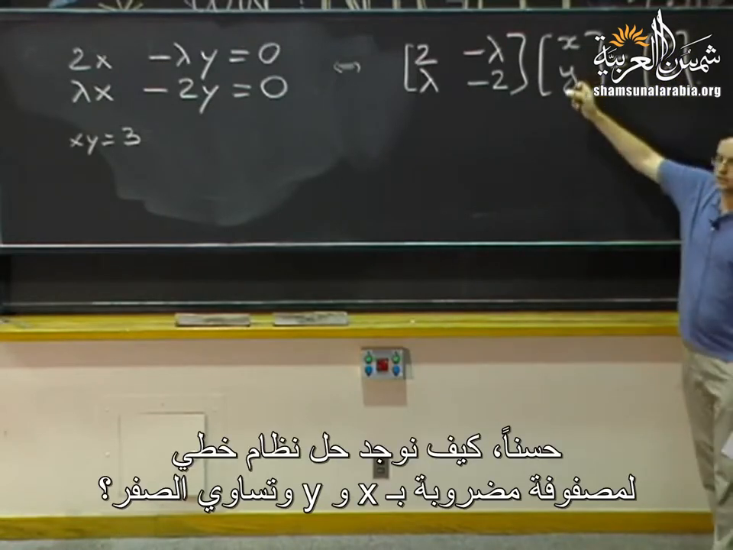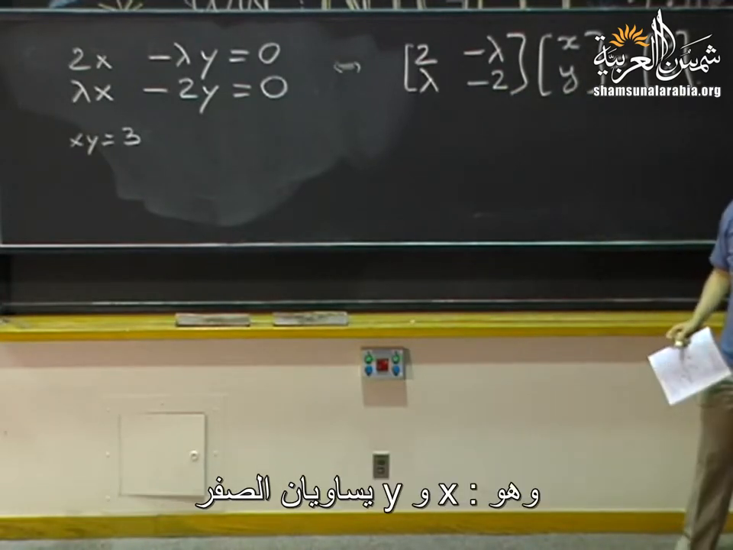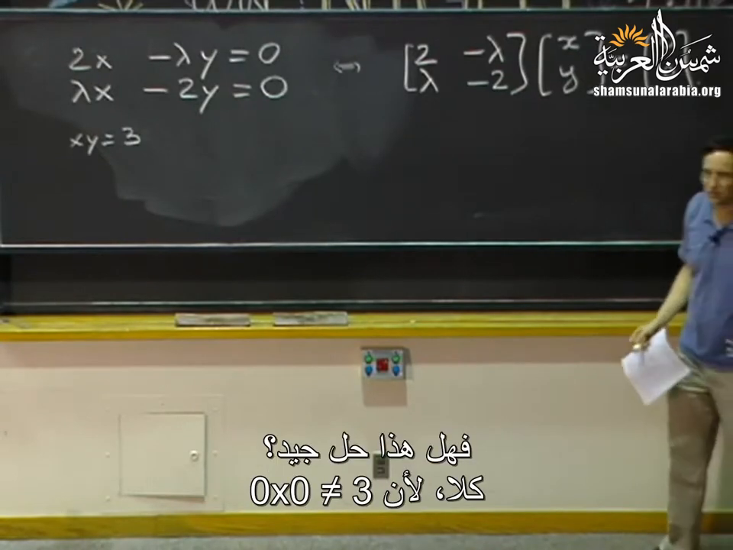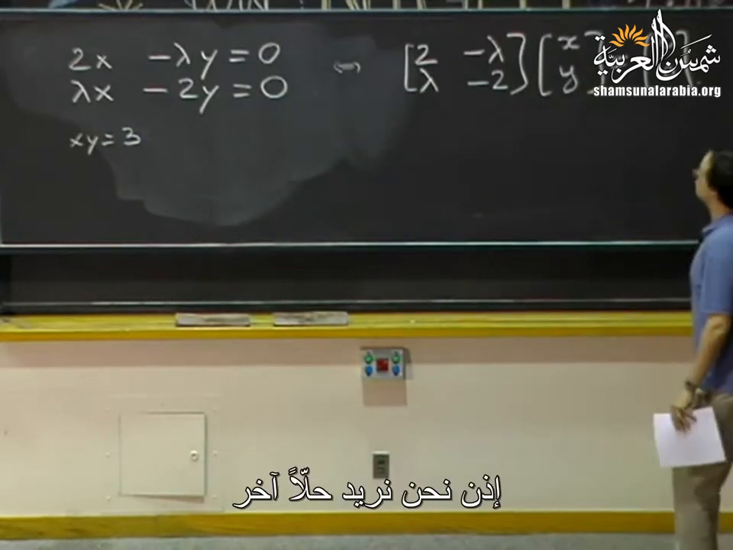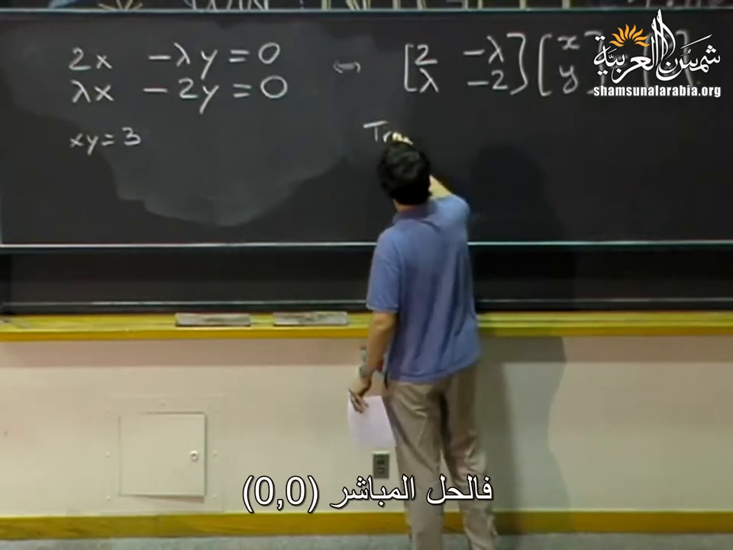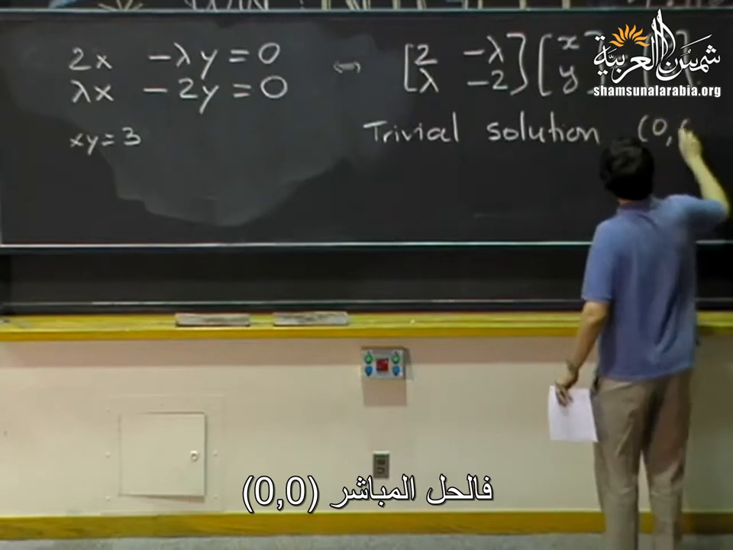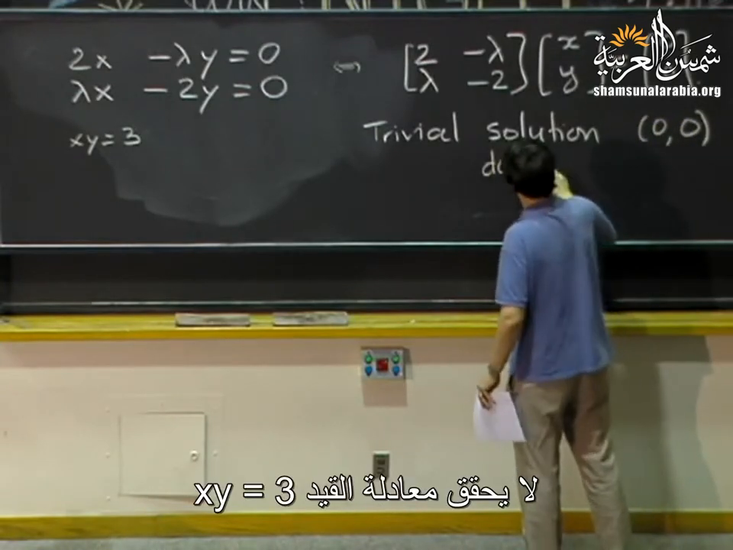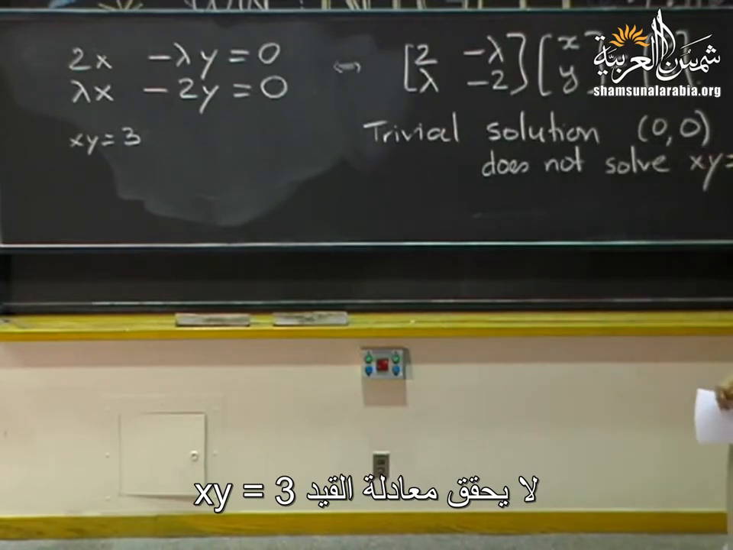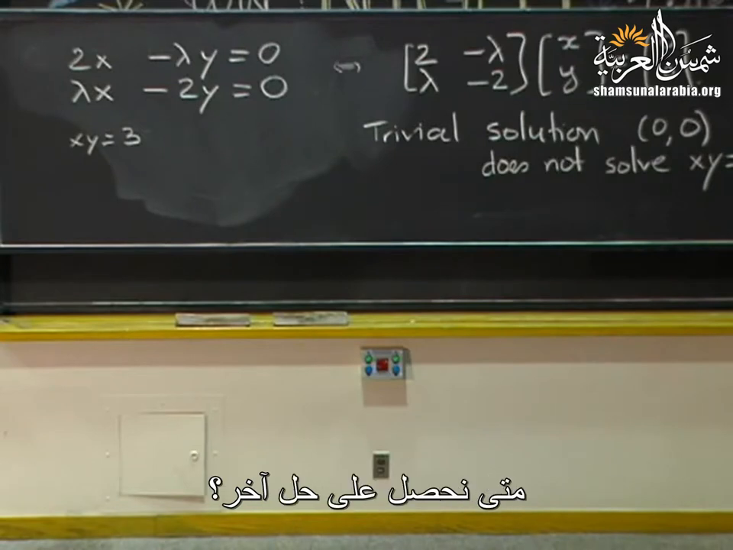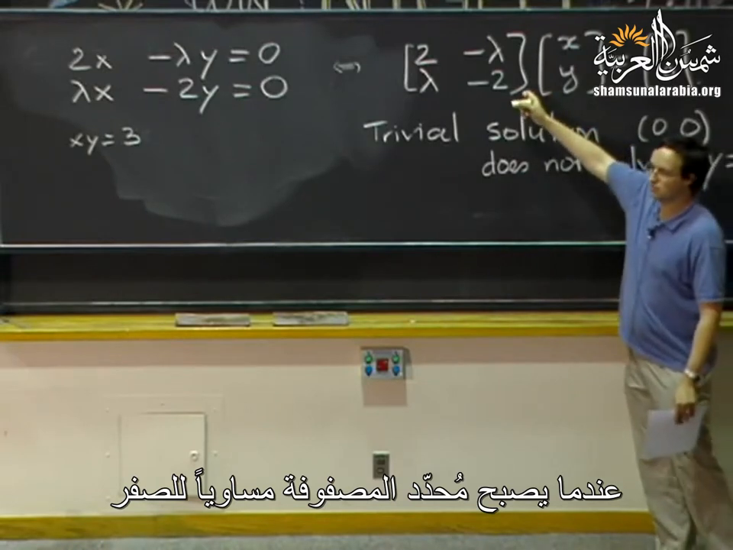Now, how do I solve a linear system, matrix times (x, y) equals 0? Well, I always have an obvious solution: x and y both equal to 0. Is that a good solution? No, because 0 times 0 is not 3. So the trivial solution, 0, 0, does not solve the constraint equation, xy equals 3. So we want another solution. When do we have another solution? Well, when the determinant of the matrix is 0.